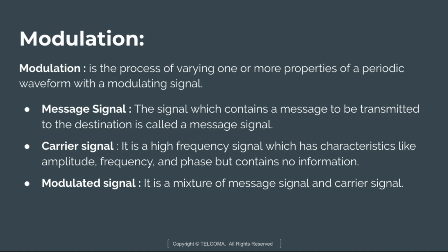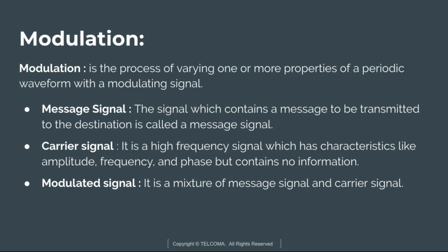which can carry information over a longer distance. In the modulation process, three signals are used: message signal, carrier signal and modulated signal. The message signal is also known as the modulating signal or the baseband signal. This signal, which contains the message to be transmitted to the destination, is called the message signal. It contains the information of a user. Next is the carrier signal. It is a high frequency signal which has characteristics like amplitude, frequency and phase, but it doesn't contain any information. Next is the modulated signal. It is a mixture of the message signal and the carrier signal.